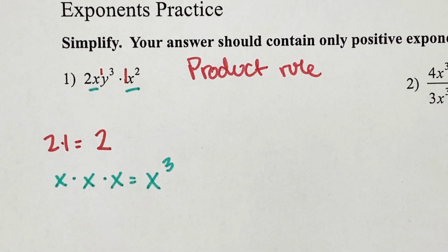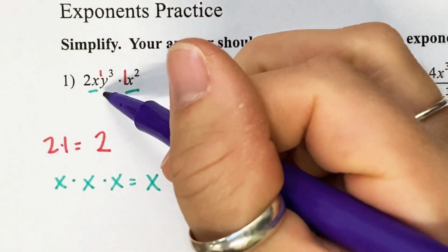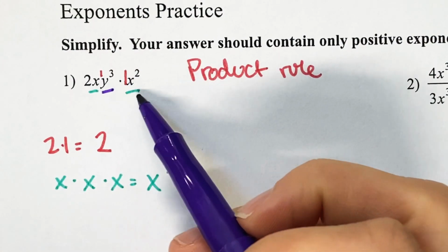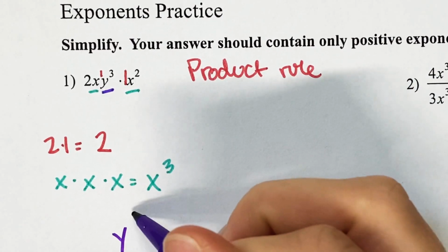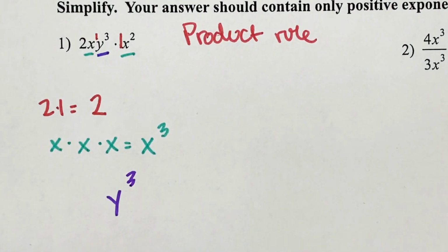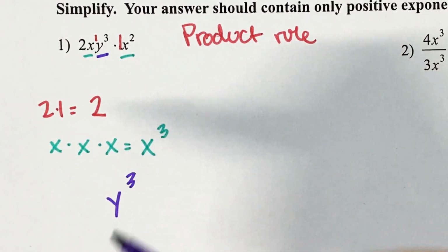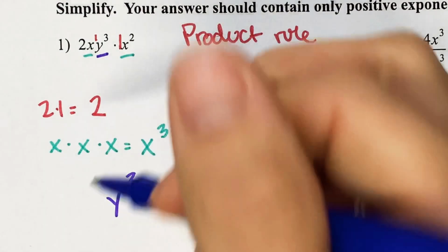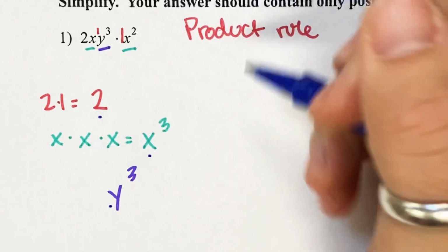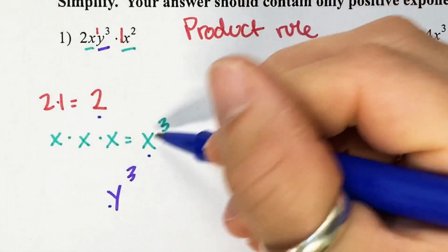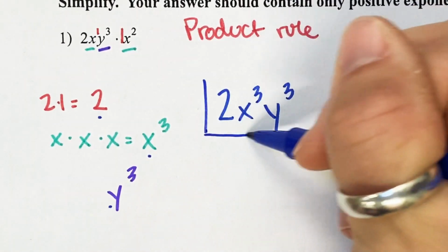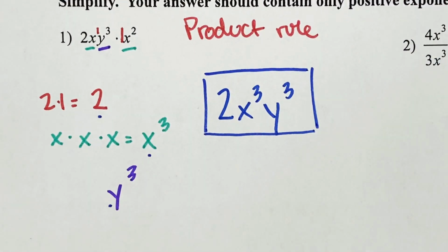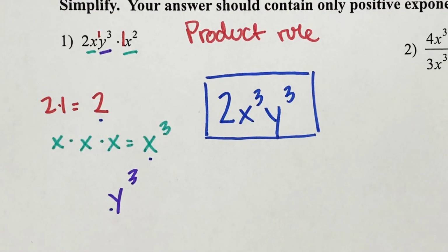Okay, now let's look at our y. Okay, y cubed, there are no more y's. Okay, so y cubed just stays y cubed. Okay, so now we can take all 3 of our pieces and put them together. Okay, so we got a 2 coefficient, x cubed, and y cubed. Okay, there's nothing else to combine, there's nothing else to simplify, so that is our simplified answer.